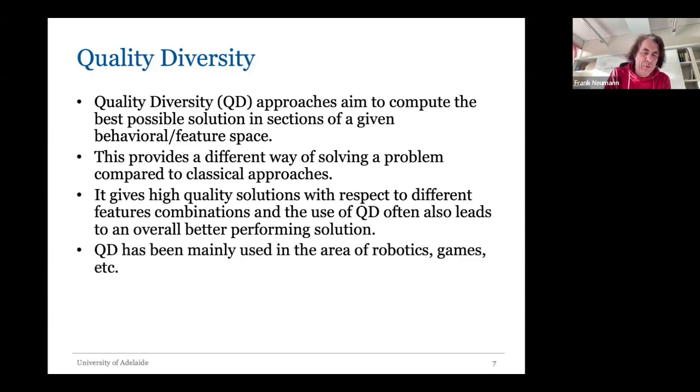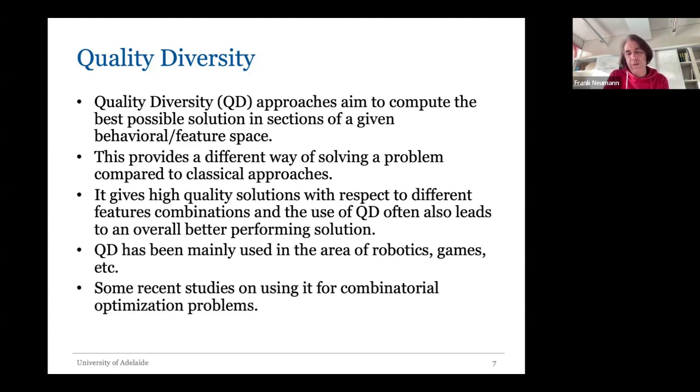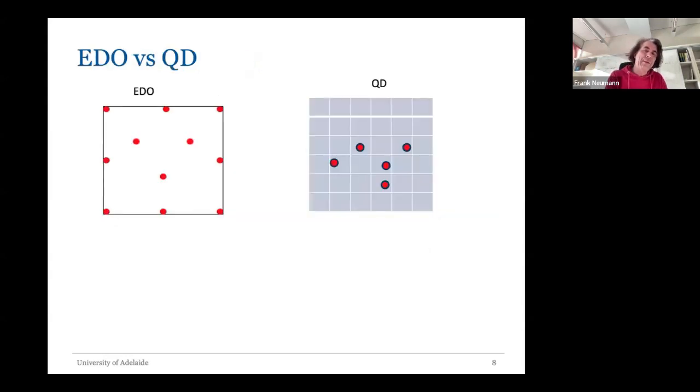So where it has been used for the first time was mainly in the areas of robotics and games. And recently there have been some studies for combinatorial optimization problems, and I will point out at least one study during that talk. Okay, so let's look into a comparison. So I just try to illustrate the difference in that.